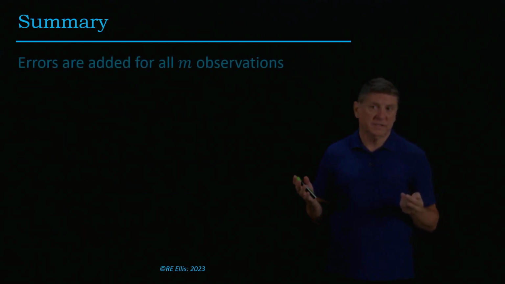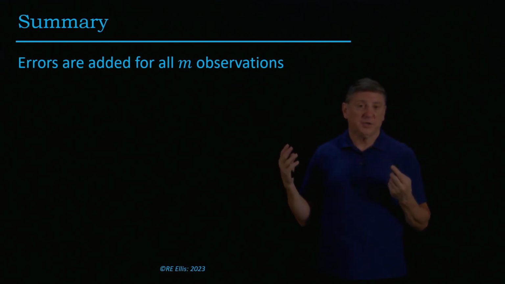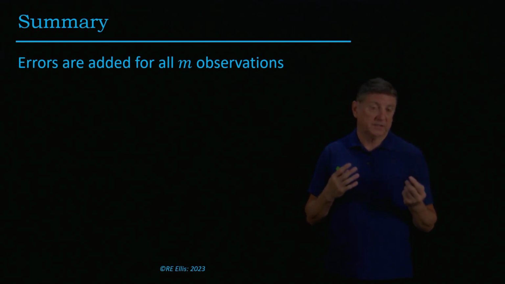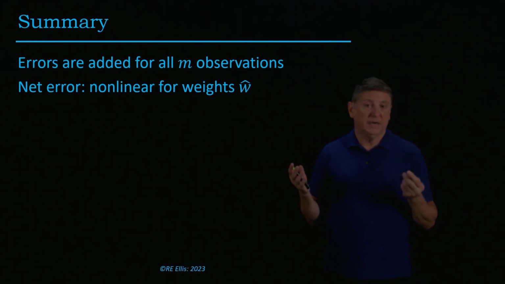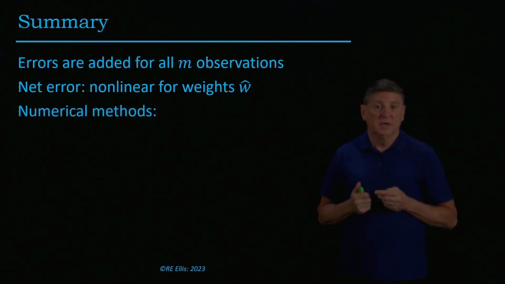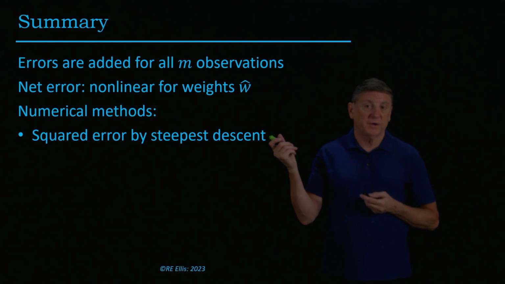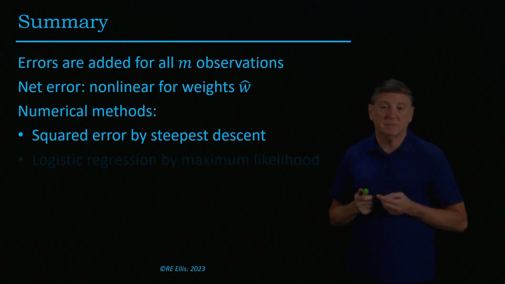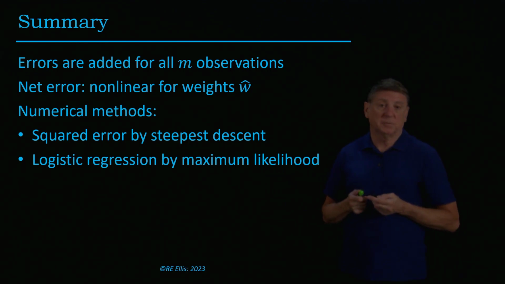So how can we summarize this session? Well, we compute the error for each observation based on the weights that we've learned, and we can then add up the errors, and it will turn out that these errors are nonlinear in the weights. So the numerical methods that we can use are, if we're using a squared error, we may want to use a steepest descent method. For logistic regression, we may want to use a maximum likelihood method.